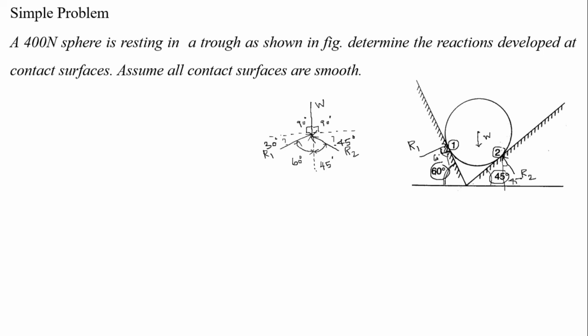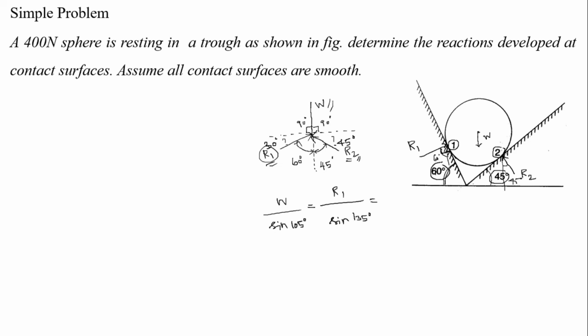So now three forces are acting in the system, so we can apply Lami's theorem, right. In Lami's theorem, W divided by sine of the opposite side, I mean the included angle between R1 and R2. What is that? 60 plus 45, 105 degree, which is equal to, now I want to take R1. R1 divided by sine of the included angle between W and R2. What is the value? 90 plus 45, 135.